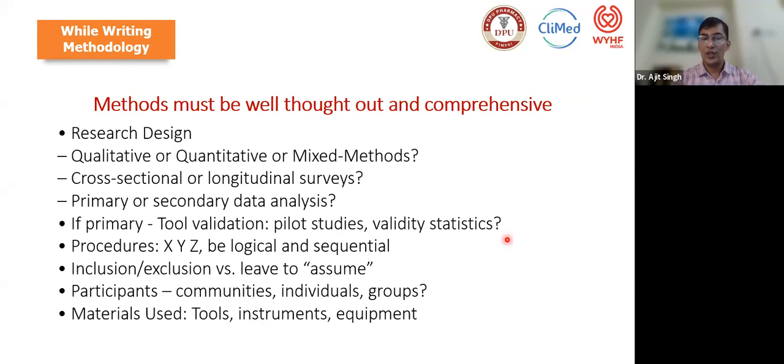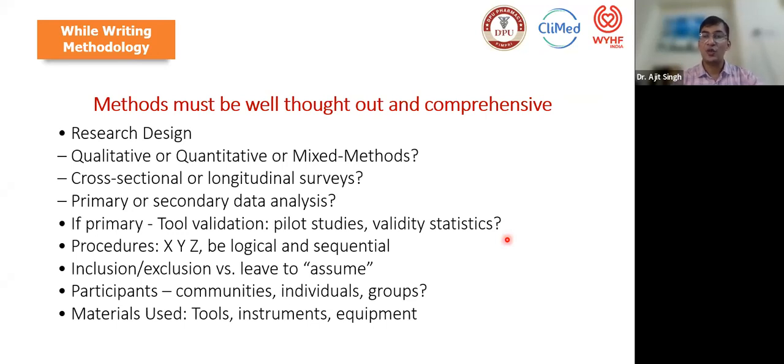Okay, so if your research design is primary, what are the tools you are using? If you have done the pilot study, if you have done the validity statistics, if you have done the validation of your process, of your instrument, of your questionnaire, anything, it must be done beforehand. Your pilot study must be done beforehand, before writing the proposal. Because how are you going to support otherwise your primary tool, your primary research? Primary research here, guys, don't be confused.